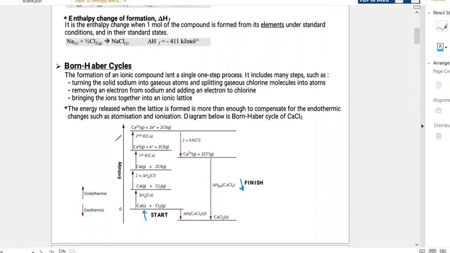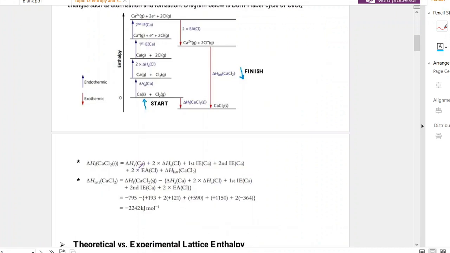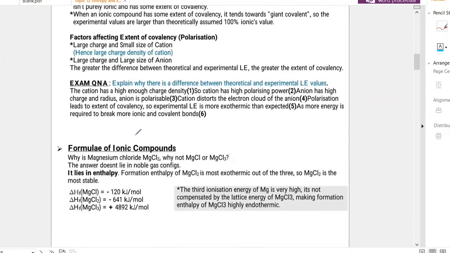Now the Born-Haber cycle. This was included in AS Unit 1 in the older specification, but it got removed from the new specification and got moved to Unit 4. So this is really important. The types of question you will be asked in exams will be, you will be asked to construct this. Obviously, you will be given these values, and I'll tell you some tricks as well.